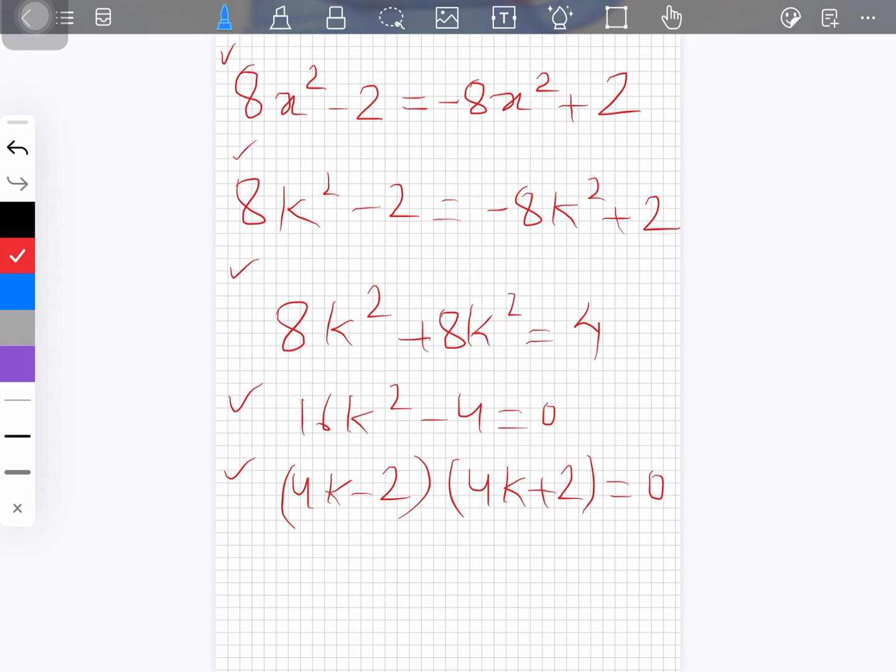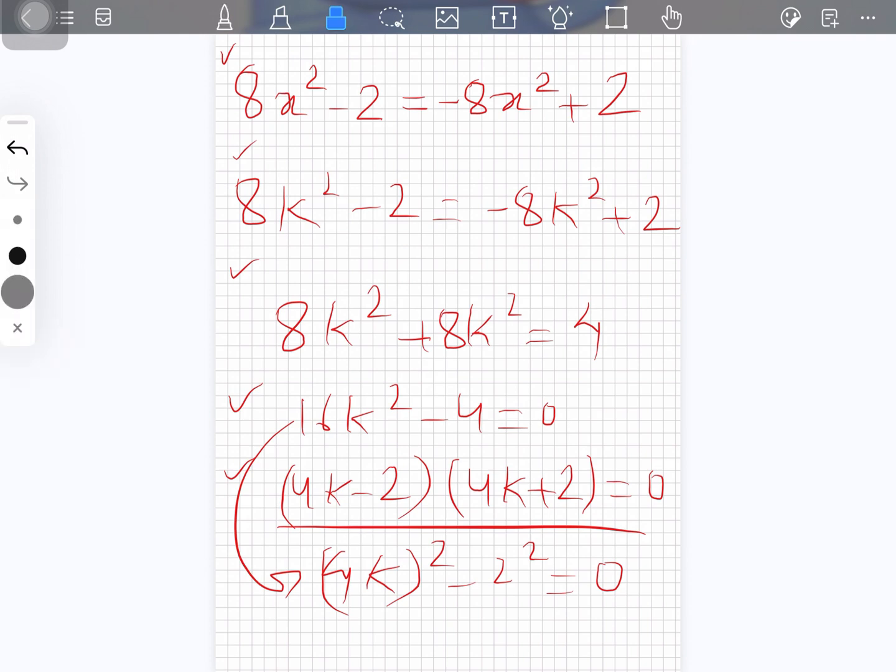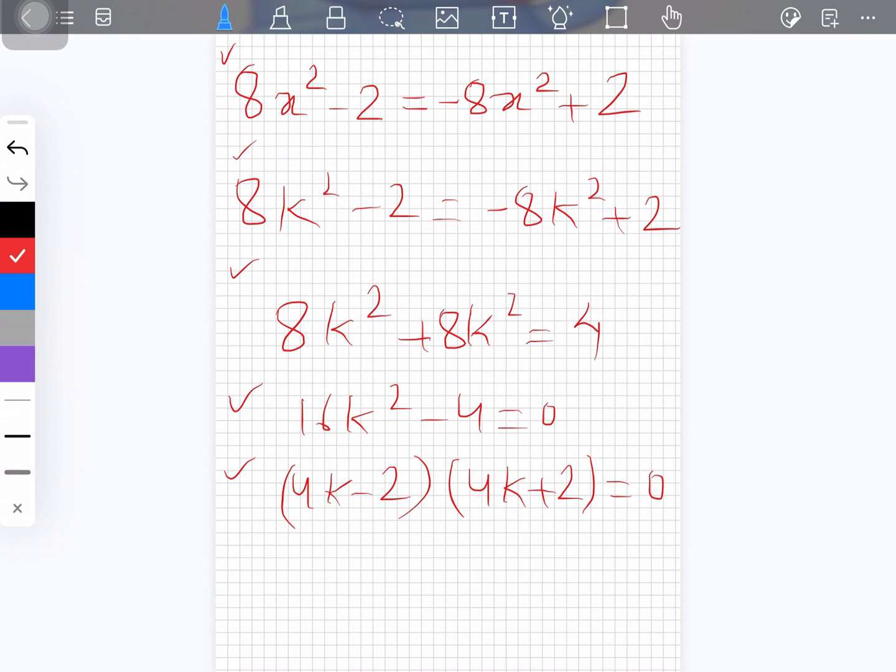I changed this to 16. Let me just help you. 4k whole square minus 2 square, this is in the form of a square minus b square, and this is the expanded formula, a plus b, a minus b. So let's just erase this. Therefore k is equal to plus minus 1 over 2. That's what you get from solving the equation.